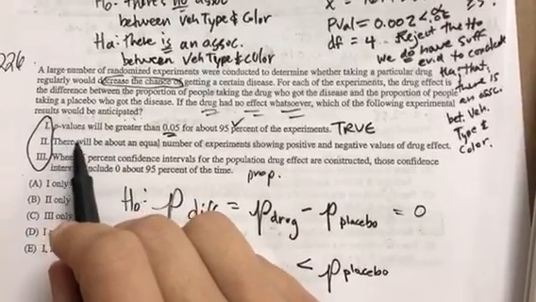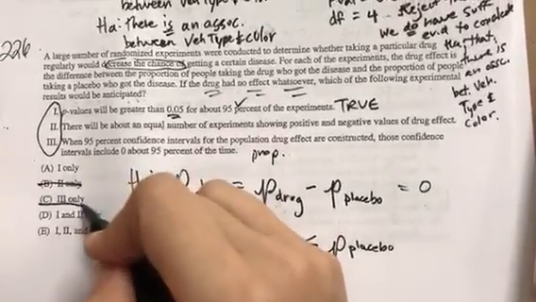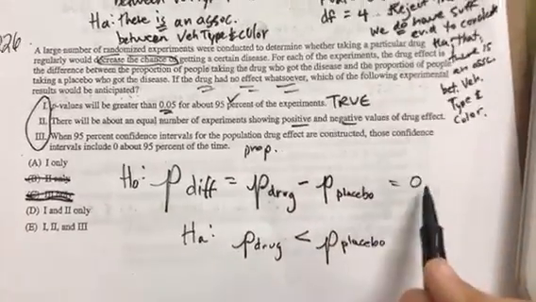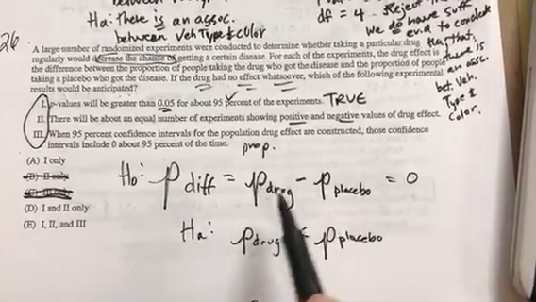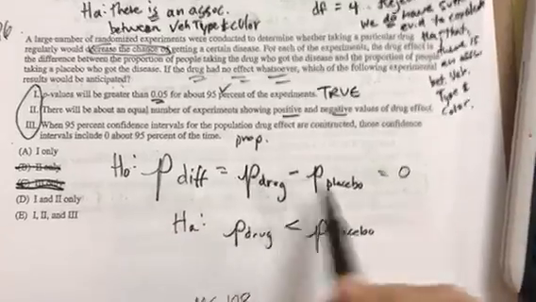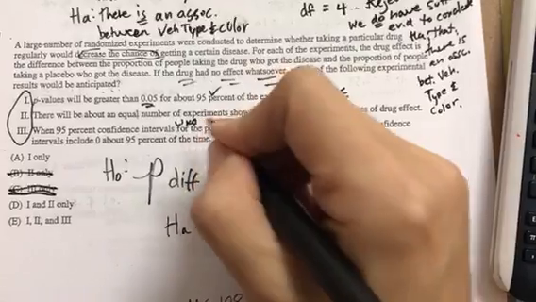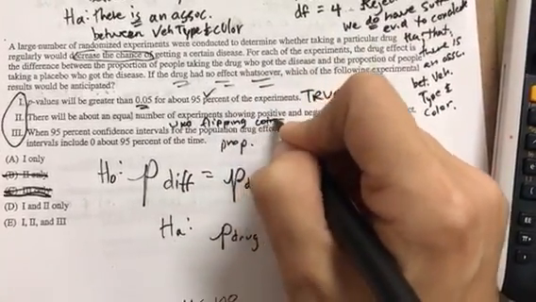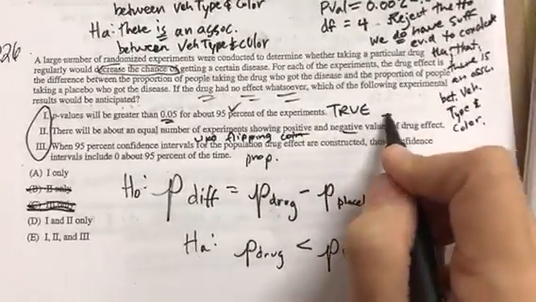Now, the next one says, so I'm eliminating those. The next one says there would be about an equal number of positive and negative values. And that's true as well. If these are exactly the same, half the time more people would have the disease with the drug than without. It would be probably even amounts because, again, it would be like flipping a coin. Half the time, if you do it a whole bunch of times, you get more heads than tails, half the time you get more tails than heads. So this also would be true.